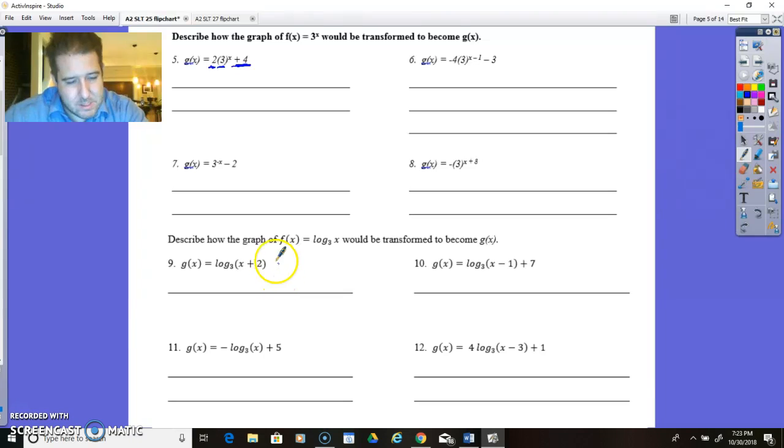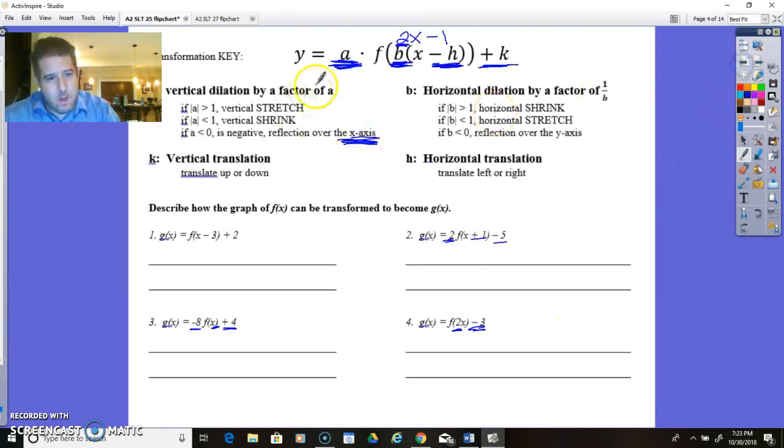All right, so what about if it's a logarithmic function? The inside moves it left or right, the outside moves it up or down. So this is going to move 2 left, this one's going to move 1 right, 7 up. This one's going to move 5 up with a reflection over the x-axis. This is going to be an a, so once again, we go back here, that makes it 4, so it's going to be a stretch.